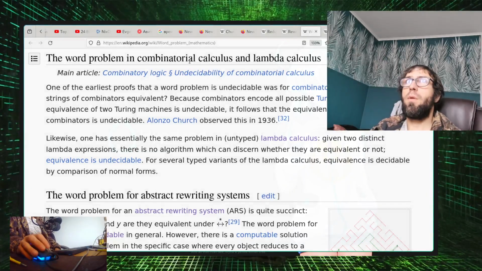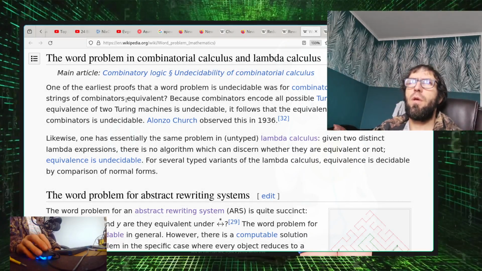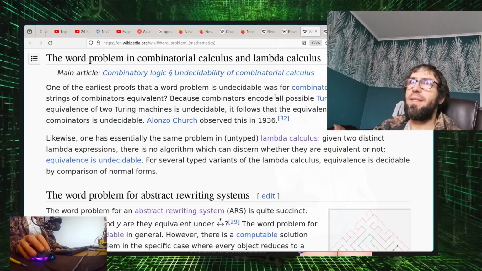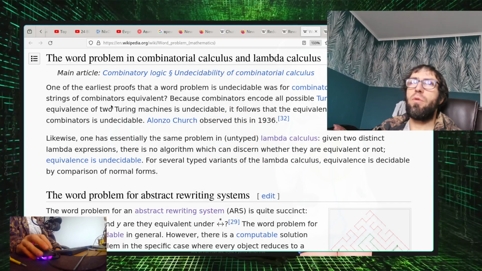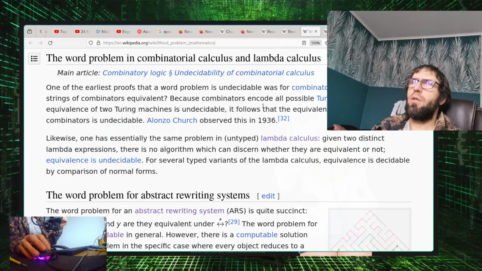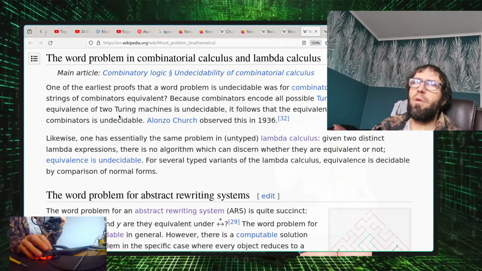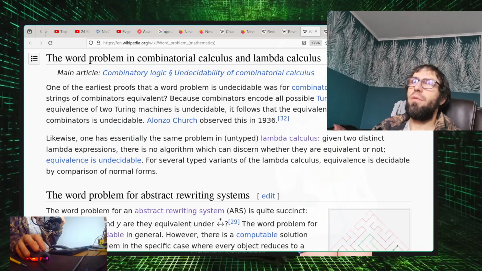Also, the word problem exists in combinatory calculus and lambda calculus. One of the earliest proofs that a word problem is undecidable was in combinatory logic: when are two strings of combinators equivalent? Because combinators encode all possible Turing machines, and the equivalence of Turing machines is undecidable, it follows that the equivalence of two strings of combinators is undecidable.